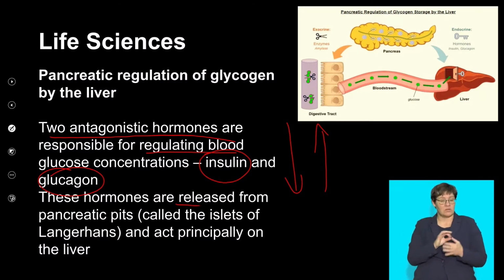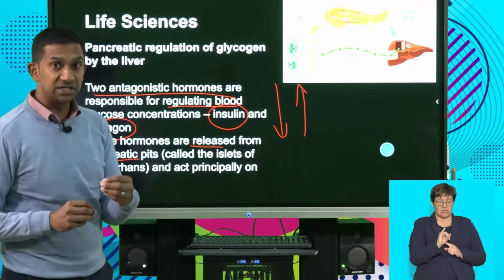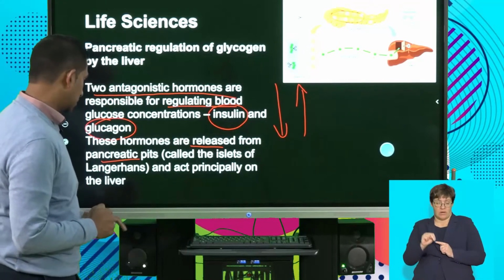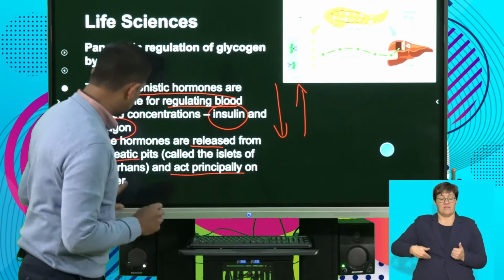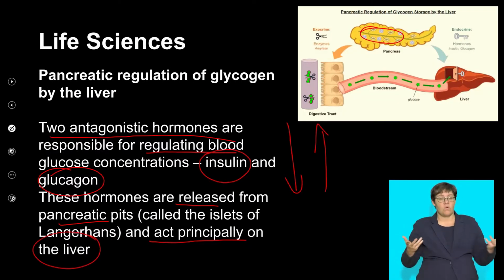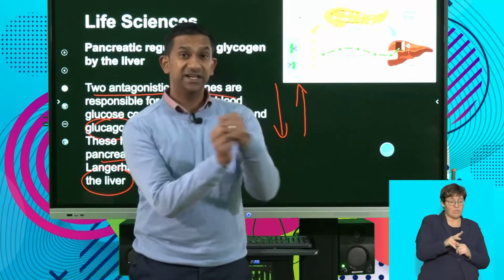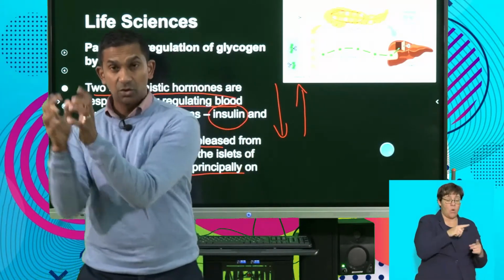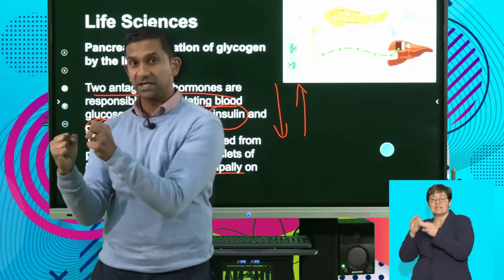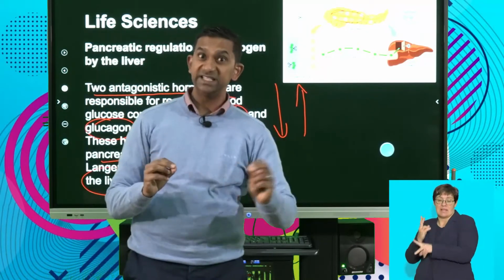These hormones are released from the pancreatic pits, and those tissues are called the islets of Langerhans. So it's a patch of cells in the pancreas here, as you would see, that produce insulin and glucagon. And these principally act on the liver. Why on the liver? Because that is where the stored complex sugar called glycogen is kept, and so insulin will either convert the glucose into complex glycogen, or glucagon breaks that down into simple glucose, releasing it into the bloodstream.